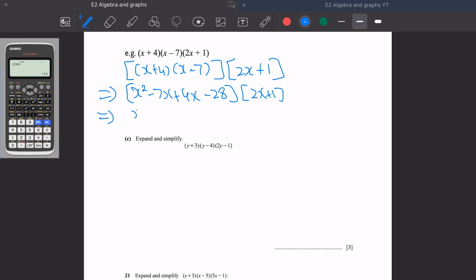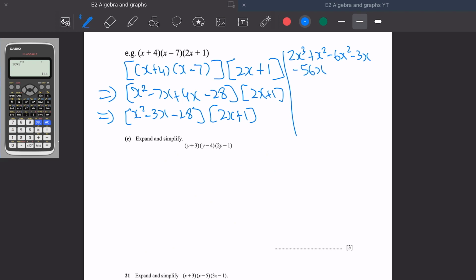This becomes x squared minus 3x minus 28 into 2x plus 1. This then becomes 2x cubed plus x squared minus 6x squared minus 3x minus 56x minus 28. This becomes 2x cubed minus 5x squared minus 59x minus 28.